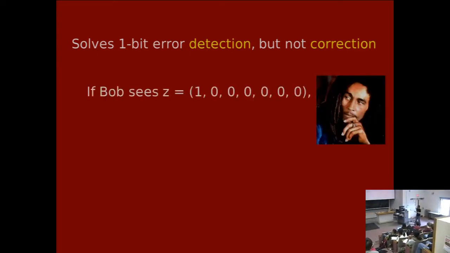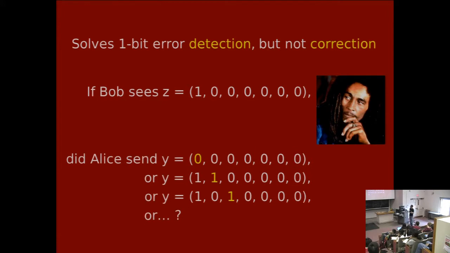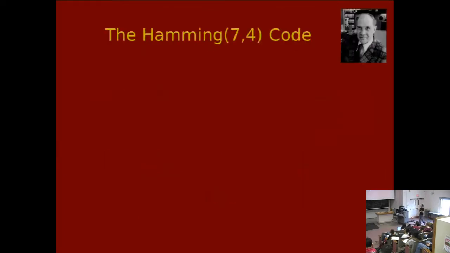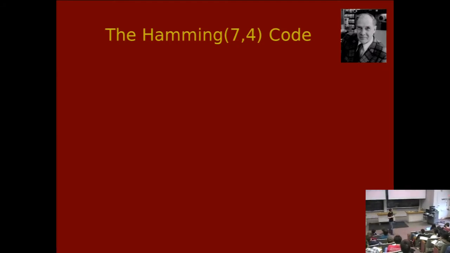So if Bob sees this string, 1 followed by a bunch of zeros, he knows there's an error because there's an odd number of 1s, but he doesn't know: was Alice trying to send the all zeros string and the first bit got flipped, or was she trying to send 1, 1, all zeros, and the second bit got flipped, or what? So it's trickier to design a code that allows Bob to fix these bit flips.